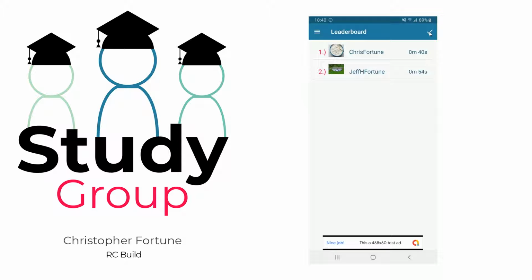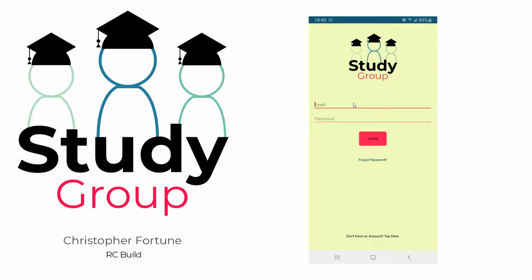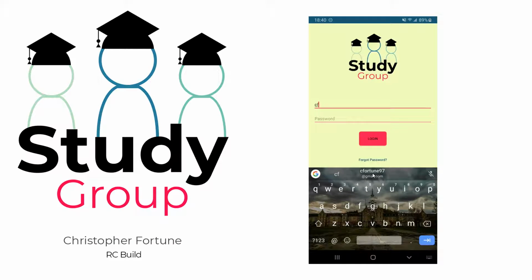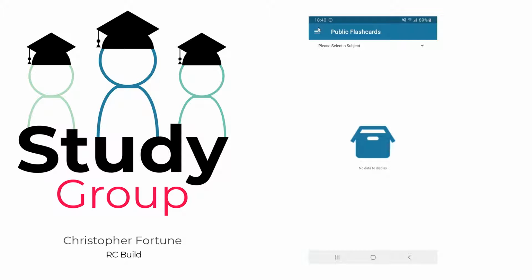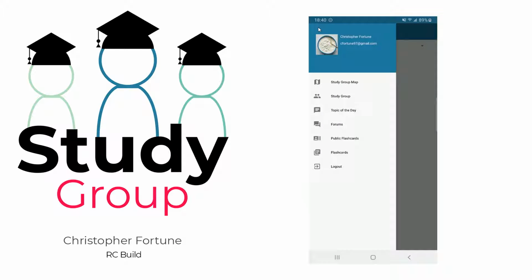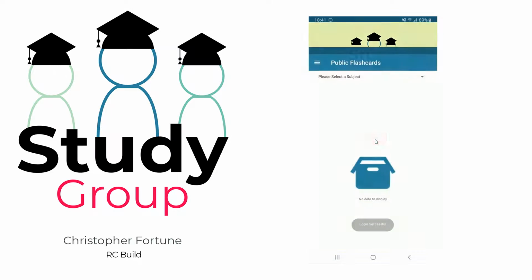So let's go back, and let me log out of this account really quick. We'll log back into my account. Okay, so after the user is done with that and wants to continue using the app, we have these other features. From here we have a study group map, study group topic of the day, forums, public flashcards, which we just went over, flashcards, and then log out. Whoops, I pressed the wrong button there.